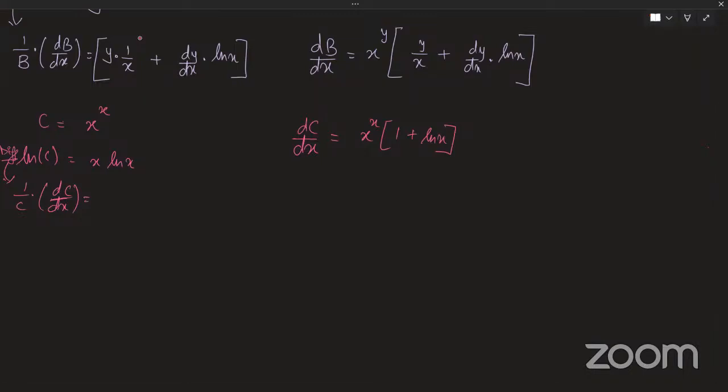1 plus ln of x. Because see, when you differentiate ln x, you will get 1 by x, right? So x into 1 by x becomes 1. And then after that, you differentiate x, so you'll get 1. So 1 into ln x. So 1 plus ln x. So obviously, your value of dC by dx is this thing.